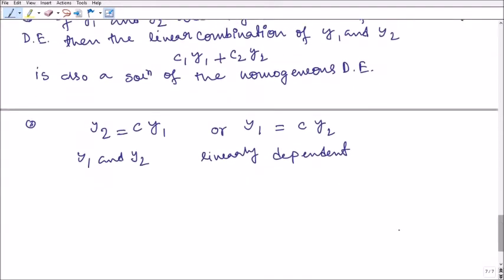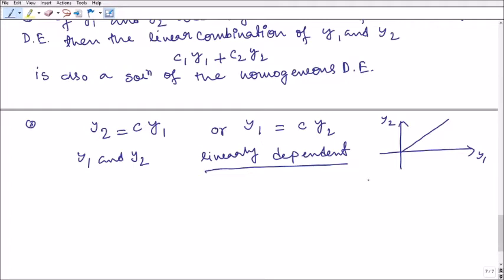Linearly dependent means one solution varies linearly with another solution. That is why they are called linearly dependent on each other. So we can say, suppose this solution, we can write y2 equal to a constant times y1, so y2 varies linearly with y1.